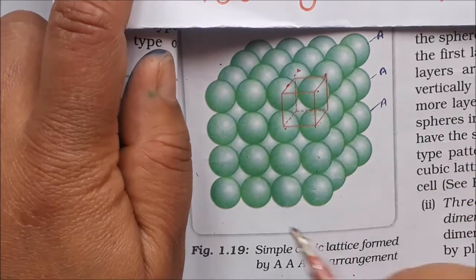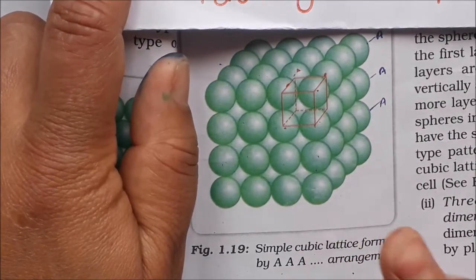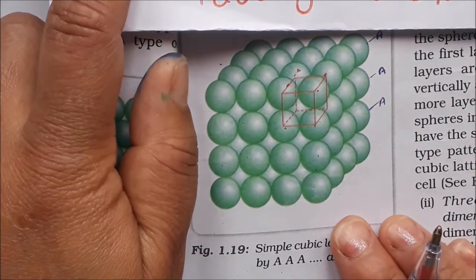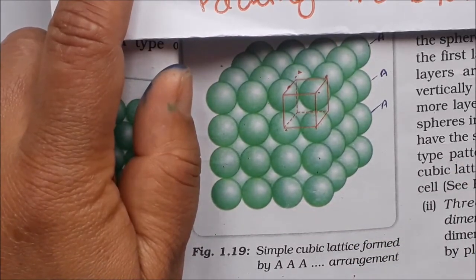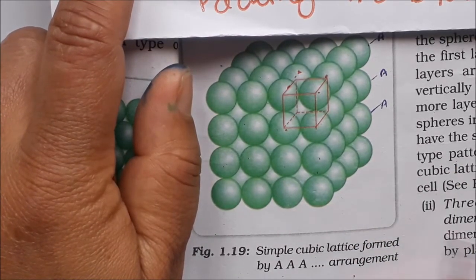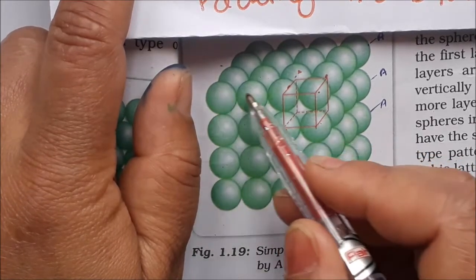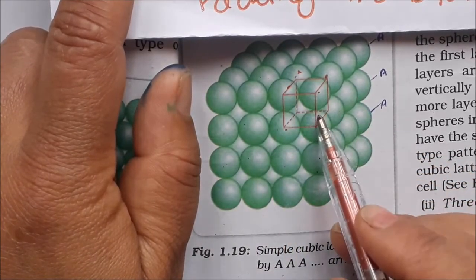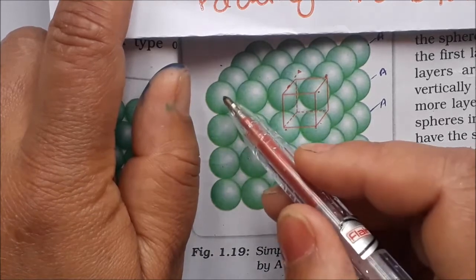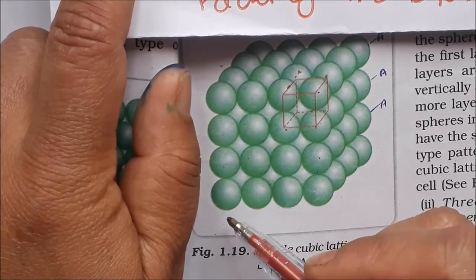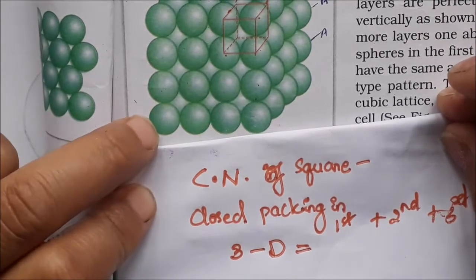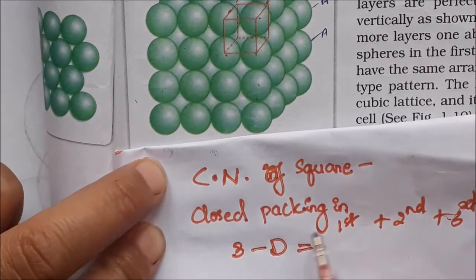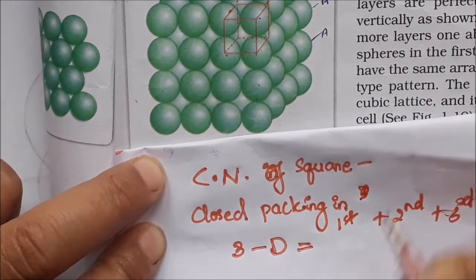So this is your square close packing in 3 dimension. Here you can see they are perfectly aligned in a horizontal manner, horizontally as well as vertically. Well, now let us discuss the coordination number of square close packing in 3 dimension.